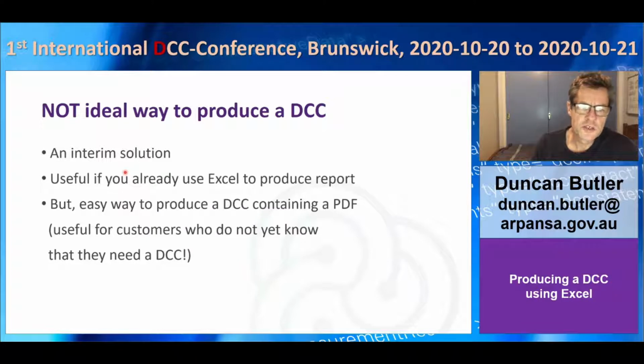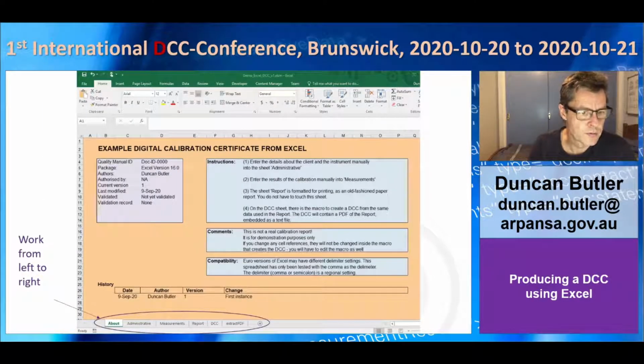I view it as an interim solution in that, I'll talk more about this later, but Excel is probably not the future for making DCCs. I think it would be useful if you already use Excel to produce reports, and it's easy if you've got no other way of making a PDF and you need one, because creating the PDF is very easy, as you'll see. And we have customers who I think would prefer a PDF because they don't know that they need a DCC yet. I think once they get used to them, they will realise that they do want a DCC, and they'll be happy to ignore the PDF. But there'll be quite a long overlap period.